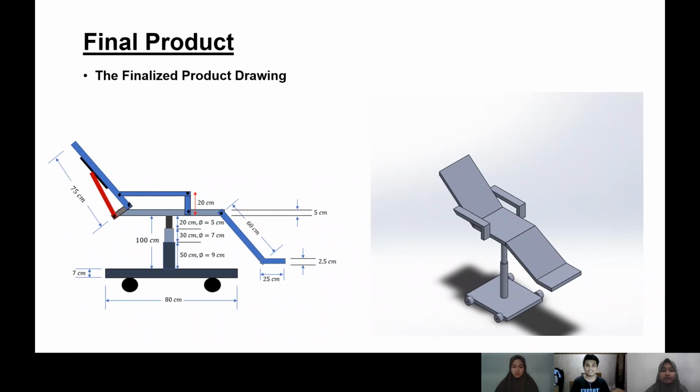Next, this is our final product. On the left side, we have the detailed measurements of the product with the dimensions we have discussed. On the right side of the slide, we have the 3D view of the product. Here we see that most of the design is made from rods and pins. Okay, the next presentation will be delivered by my friend Layli.